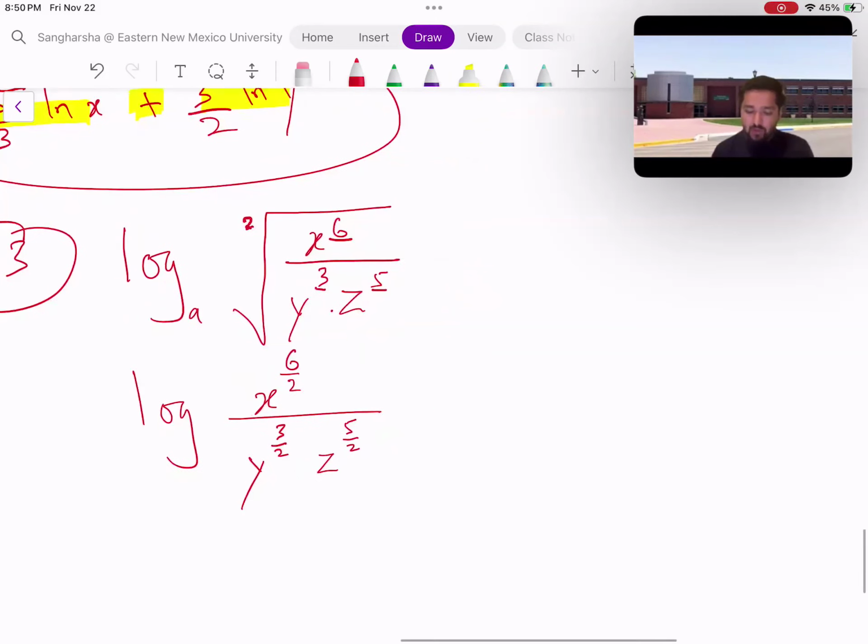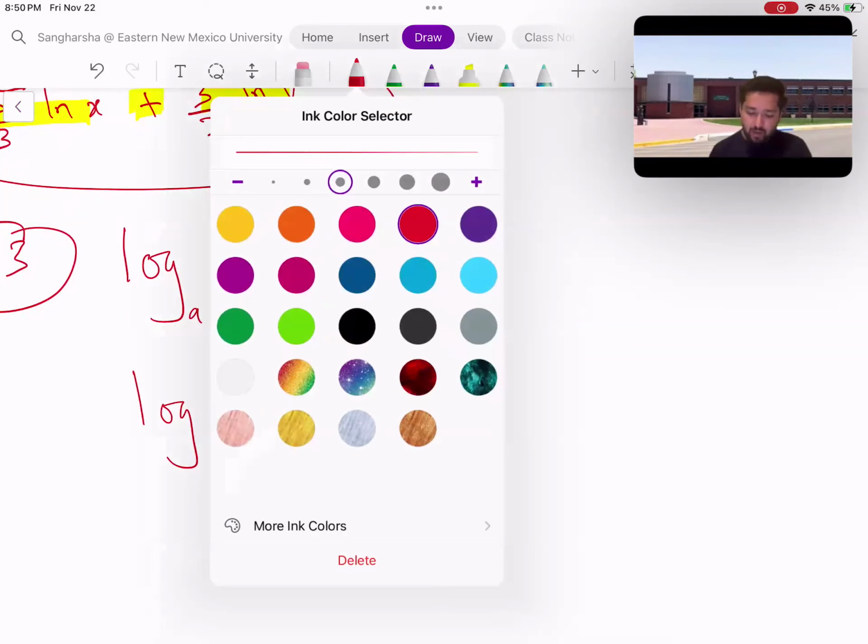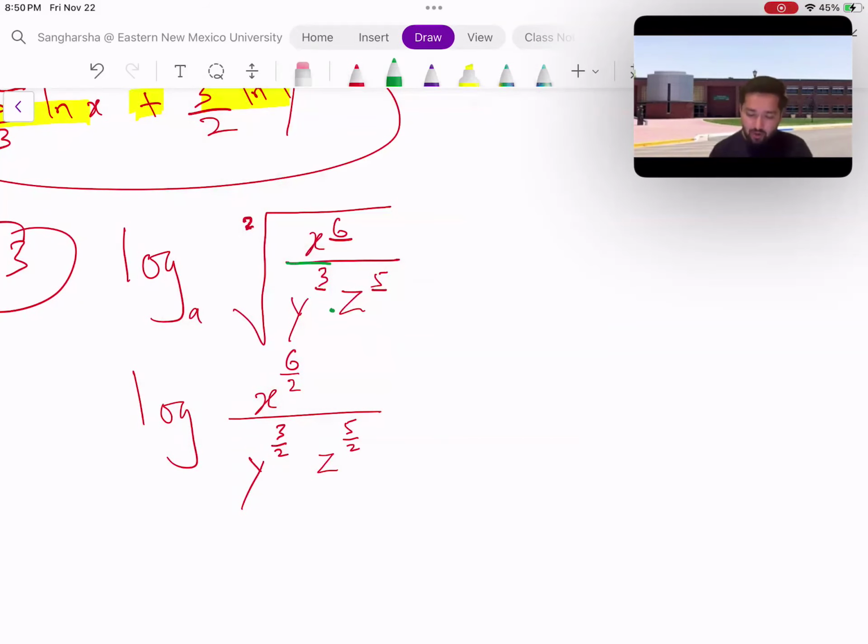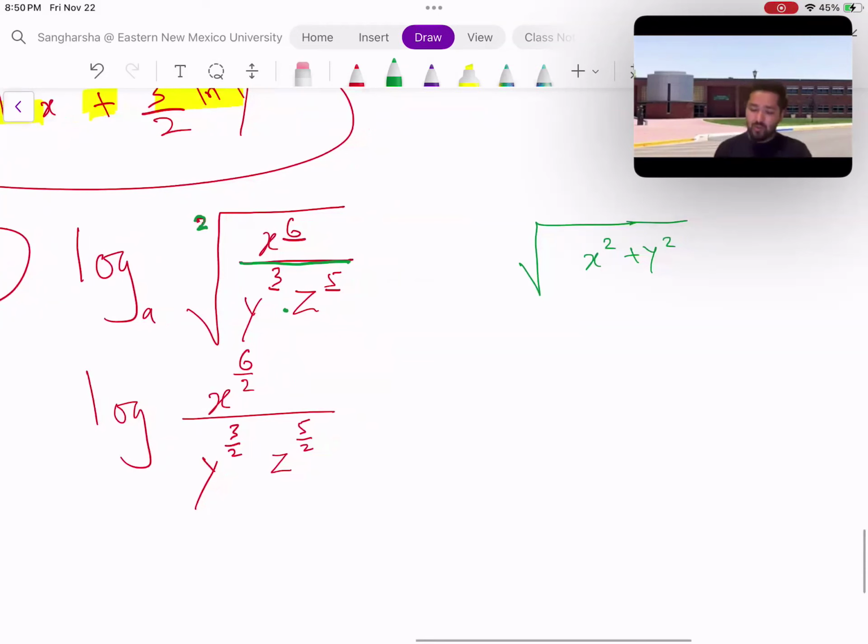Okay, you do this if you have a product or division, then you use the same index to divide the exponents. But for example, if you have something like x squared plus y squared, how do you get rid of the radical sign here? Who can tell me how to rewrite this expression without the radical sign?